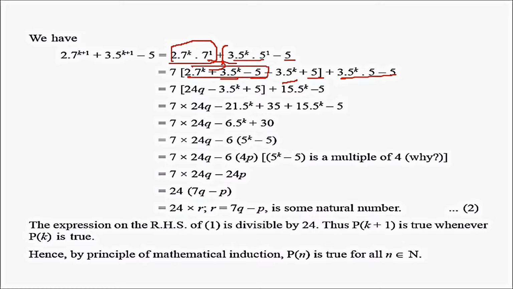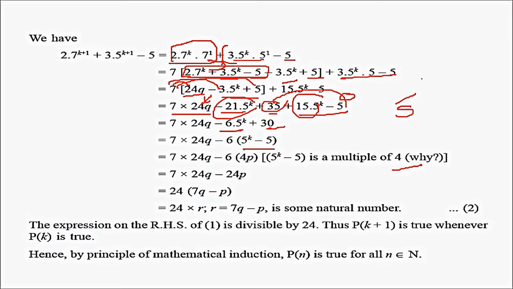From this point to this point we are aware that this is 24q, and what about this? We are not aware. Let us multiply it inside by 7. So that will be 7 into 24q. This we have already got as a multiple of 24. Now this will be 21 times 5 to the power k. This will be 35, 7 times 5 is 35, and this we are left with. Combine these two terms. So this will be 6 into 5 to the power k, and 35 minus 5 is 30. We take 6 common here: 5 to the power k minus 5, and we are aware that 5 to the power k minus 5 is always a multiple of 4.